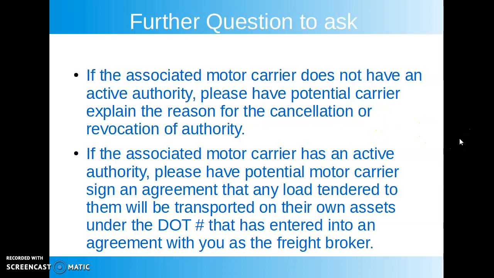And further questions to ask, one of them would be, if the associated motor carrier does not have an active authority, please have potential carrier explain the reason for the cancellation or revocation of authority. And also another one you can ask, if that one does not apply, is if the associated motor carrier has an active authority, please have potential motor carrier sign an agreement that any load tendered to them will be transported on their own assets under the DOT number that has been entered into an agreement with you as the freight broker.